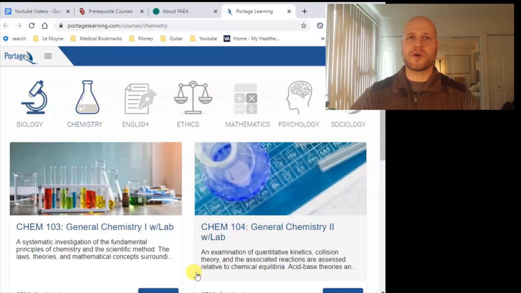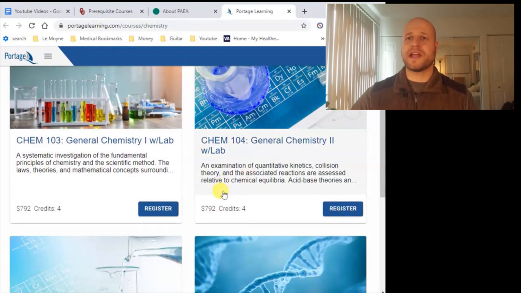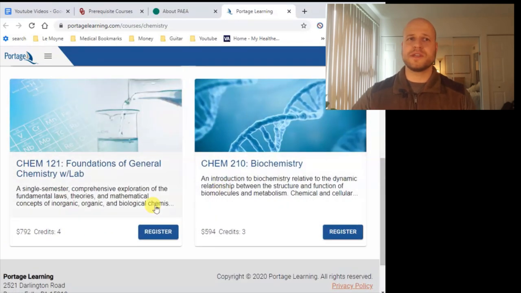Chemistry. Most programs require at least a basic chemistry, maybe an organic. Here's general chemistry 1 and 2 with lab. Here's biochemistry. Not every program requires it, but I personally highly recommend biochemistry. I got a lot of use out of what I learned in biochemistry, and it definitely made things in PA school much easier, at least so far.